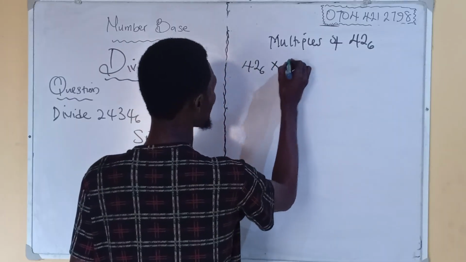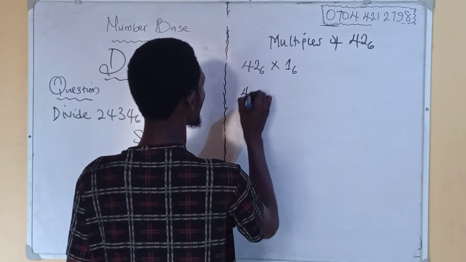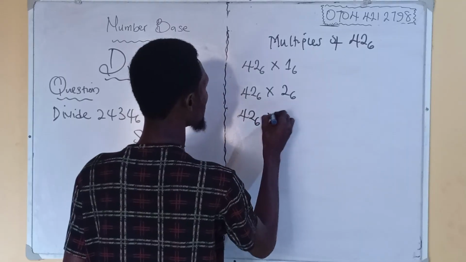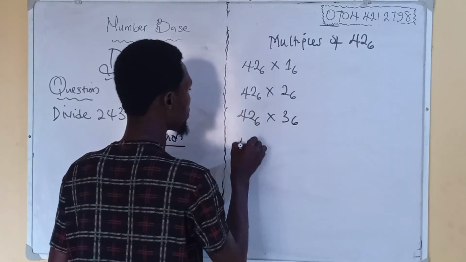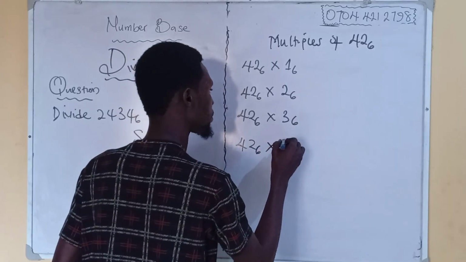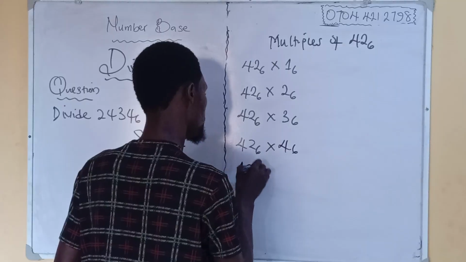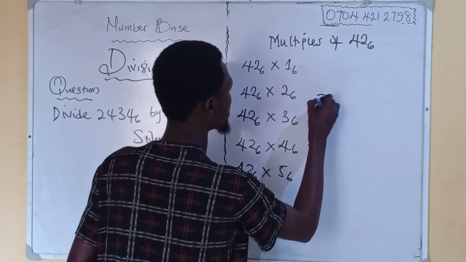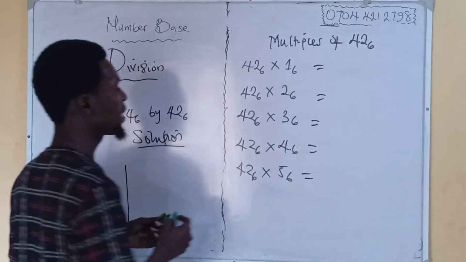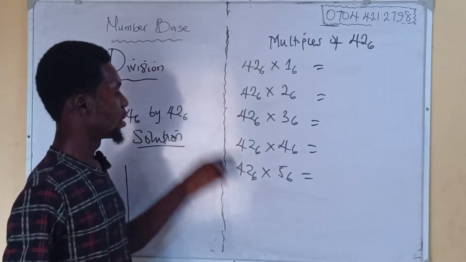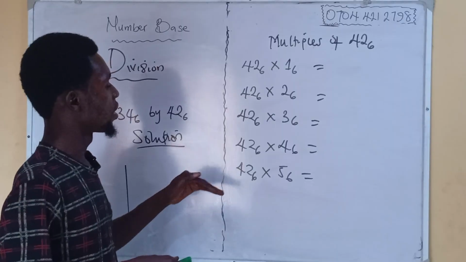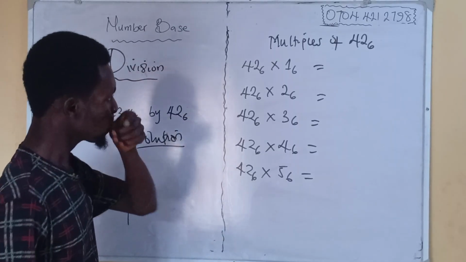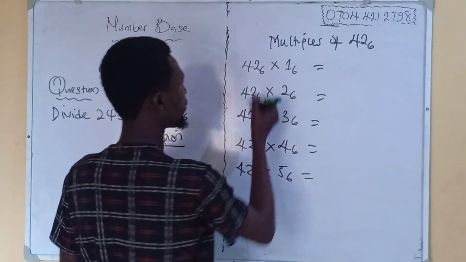So this is what you do. 42 base 6 times 1 base 6. 42 base 6 times 2 base 6. 42 base 6 times 3 base 6. 42 base 6 times 4 base 6. 42 base 6 times 5 base 6. Remember that in base 6, the highest digit there is 5, and digit 6 does not exist in base 6, so we cannot go further. We only stop here.